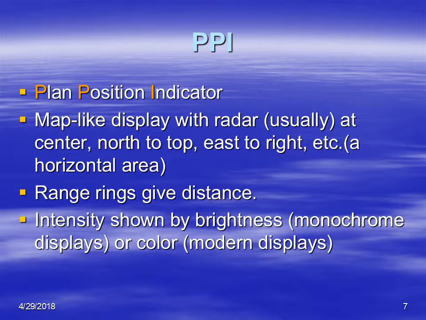So of course, the PPI is just like a map. It's circular. It's got range rings. Usually, east is to the right, and west is to the left, north to the top. And then the range rings give you a distance out to echoes, and the intensity is shown nowadays by color, but in the old days it used to be based upon the brightness of the phosphorus, how bright it shone. And that was kind of difficult to determine the intensity. These days with signal processing and color, it's really easy to figure out.